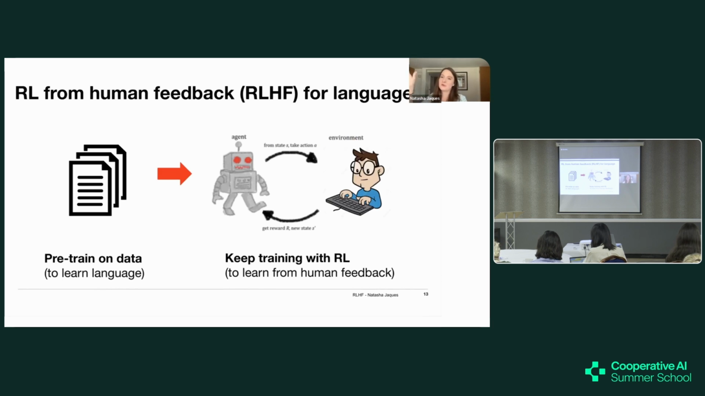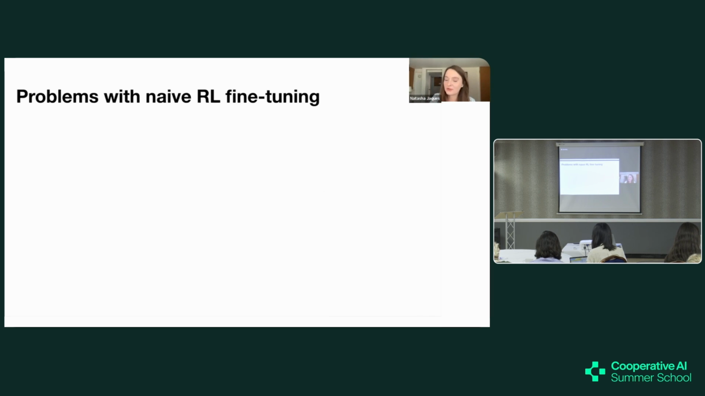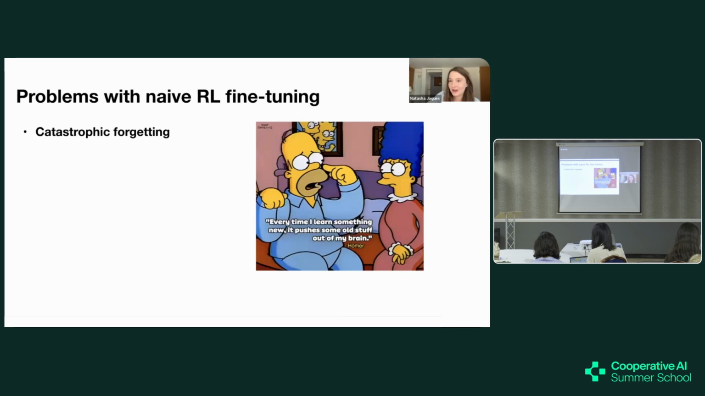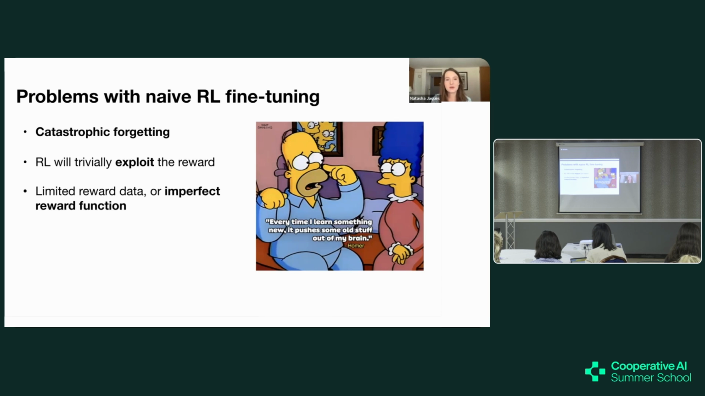So coming back to this idea, we're pre-training on data, and we're going to keep training with RL to learn from human feedback. But there are some issues if we just do this naively. The first issue is catastrophic forgetting. This is a picture of Homer, a cute little cartoon: every time he learns something new, it pushes some old stuff out of his brain. Believe it or not, this is true even for pretty large scale models. When you train with RL, the model is going to try to trivially exploit the reward function you give it, and it has no objective to maintain what it learned from the data. This is a problem because whatever reward you're giving it is probably going to be a limited reward function, or you have limited human feedback data that you want to train on.